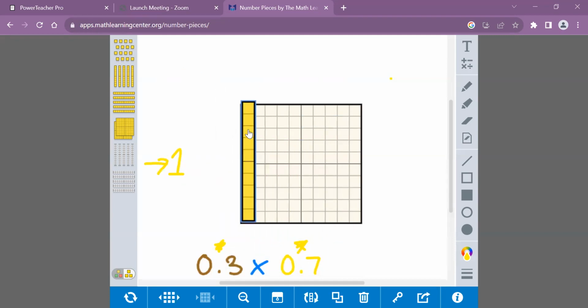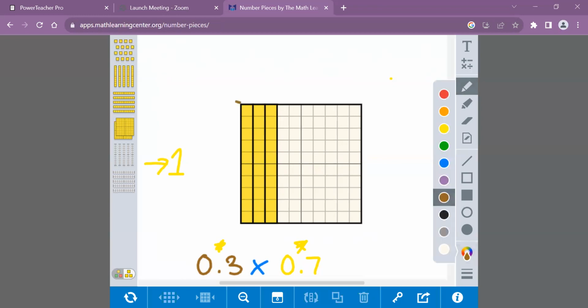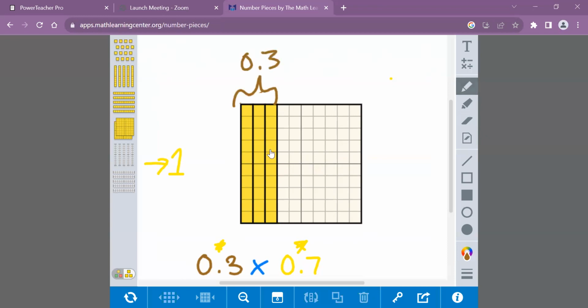Okay, so here's 1/10, right? I shaded 1/10. Here's 2/10, and then here's 3/10. So I shaded in 3/10 of my model. I'm going to label that at the top so you can see it. This is 3/10. And then we're going to shade in 7/10 going the other way.